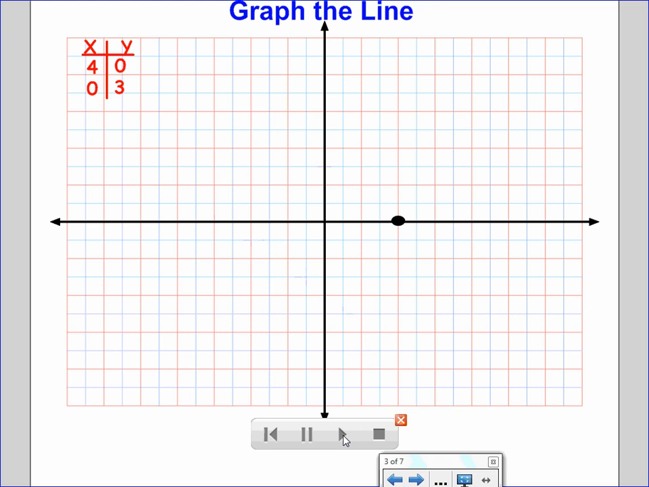And then we want to find 0, 3. Which direction is up on the y-axis? So we go 1, 2, 3, and there's our point. Now we want to graph the line by connecting the dots. And there we have graphed 3x plus 4y equals 12.